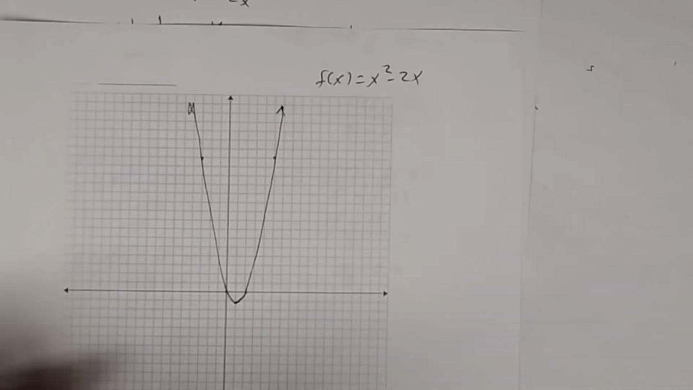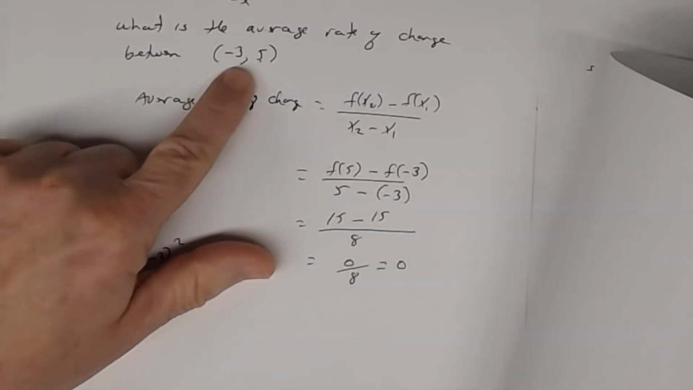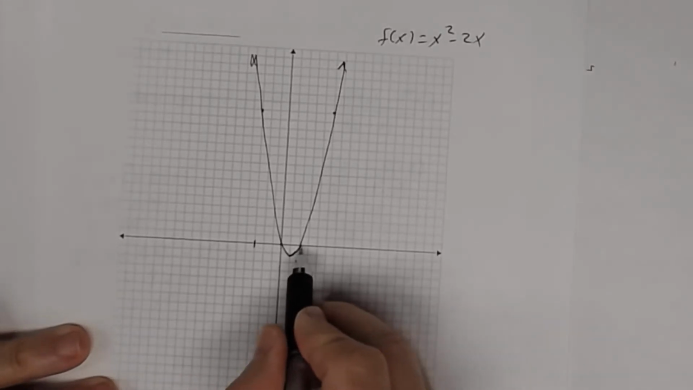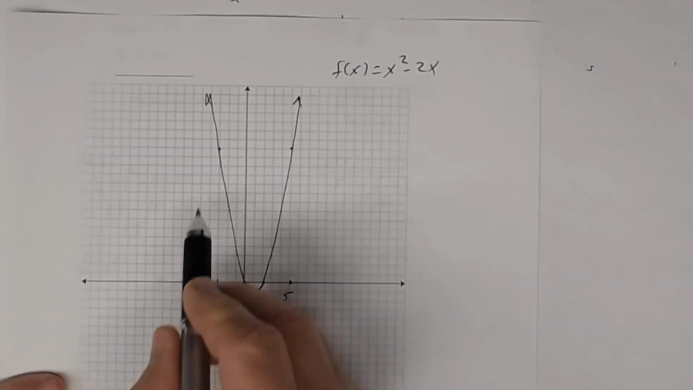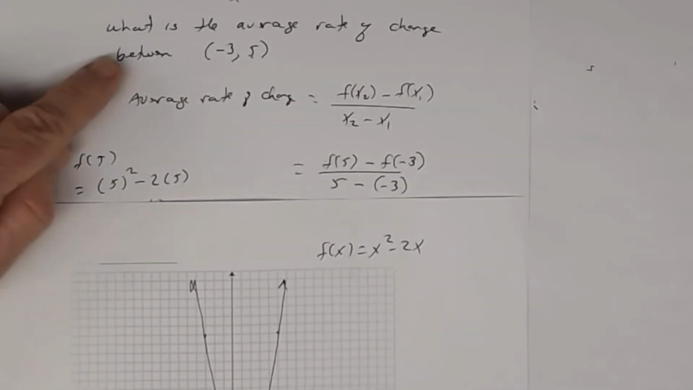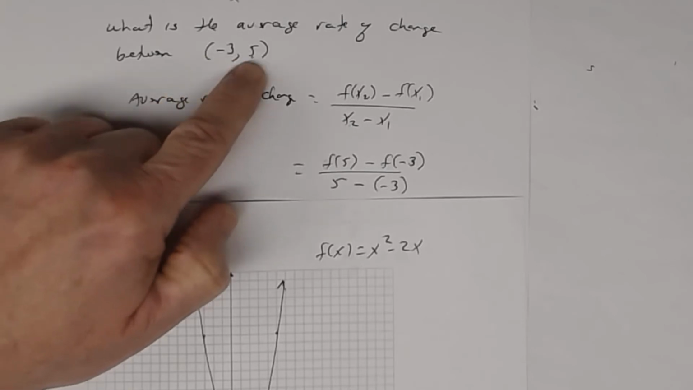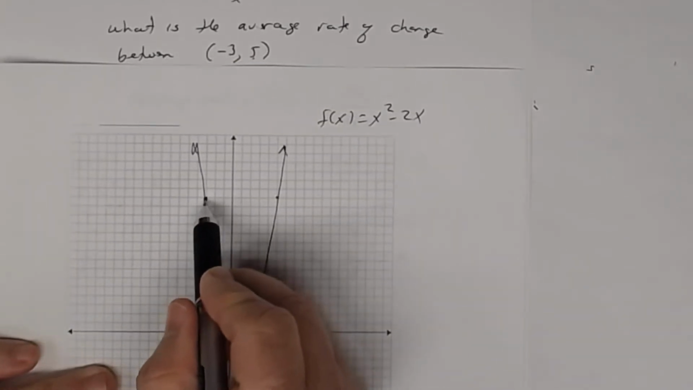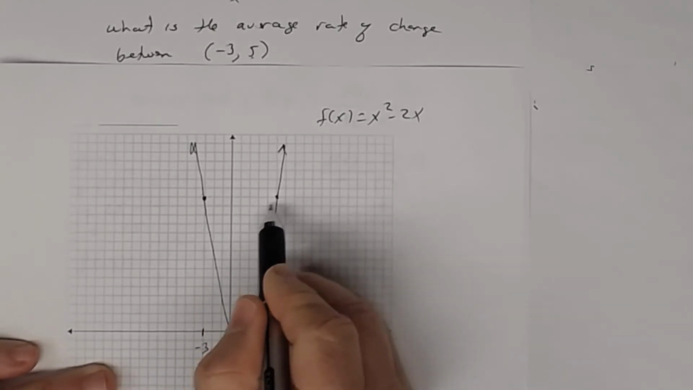So the question is this. Remember, you went from -3 to 5. Here is -3, 1, 2, 3 right here. And then here's 5, 1, 2, 3, 4, 5 right here. From -3 to 5, remember the average rate of change is the slope of the line from x equals -3 to x equals 5. Here's the point that corresponds to x equals -3, and here's the point that corresponds to x equals 5.